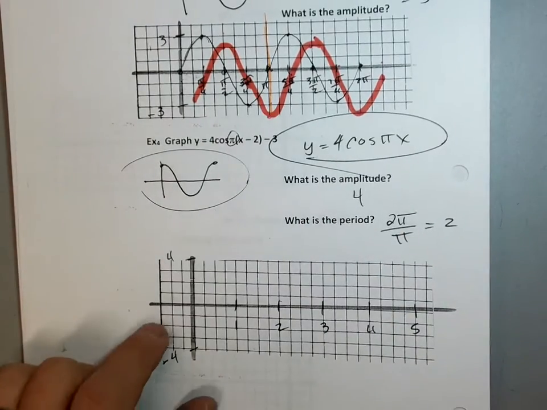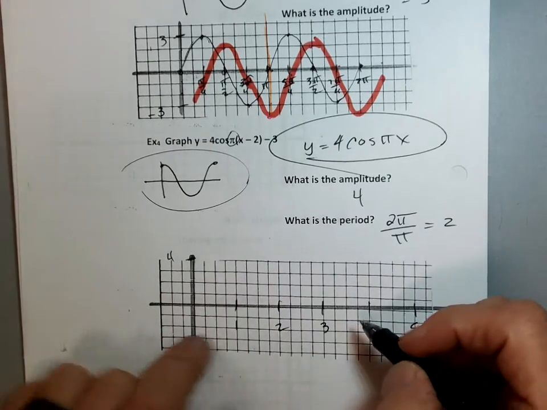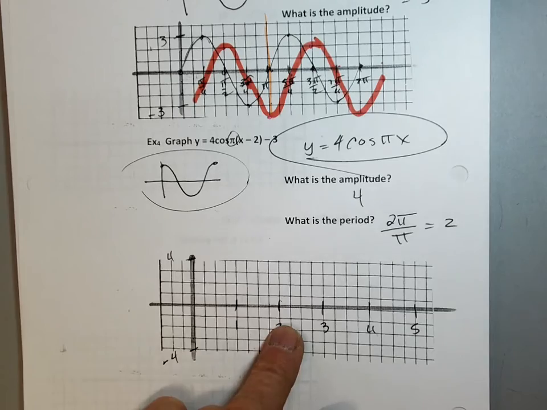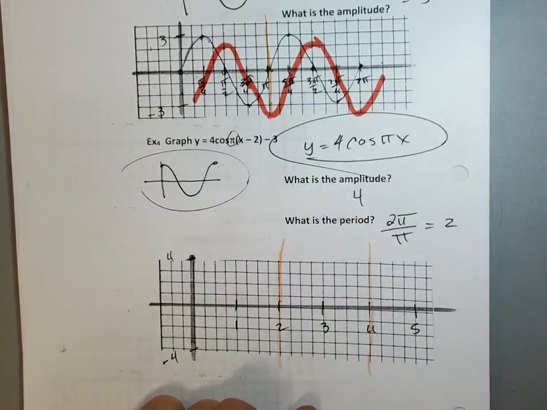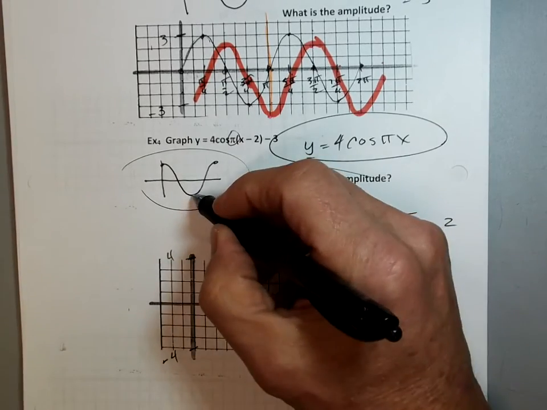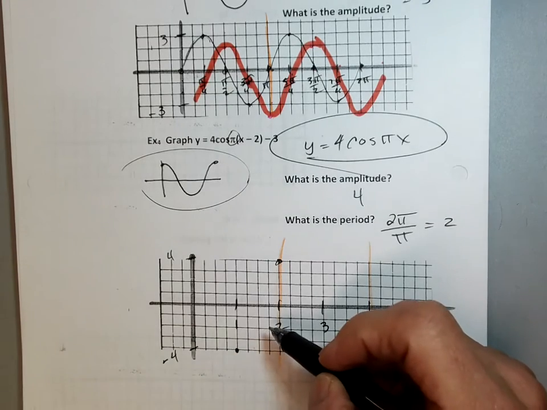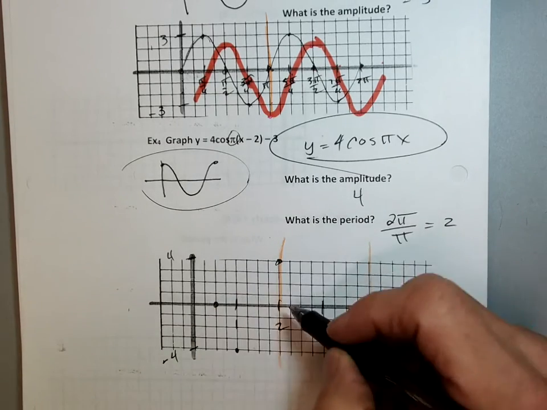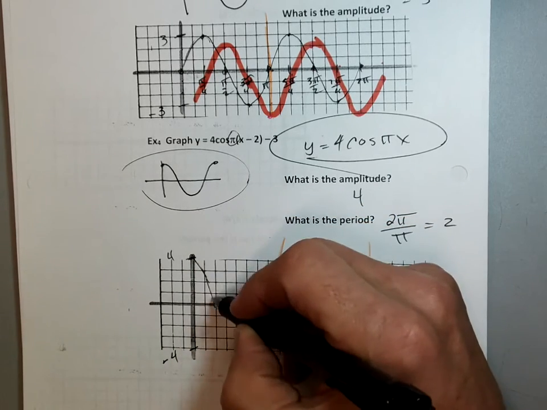Okay, so let's see. It's going to start up at 4, right? It's going to have a width of 2. So I'm going to go ahead and start at 4. It's going to end at a height of 4. The very middle of the cosine curve, it's going to be down at -4. Halfway through, it's at 0. 3/4 away, it's at 0. Okay, so my first cosine curve looks like this.